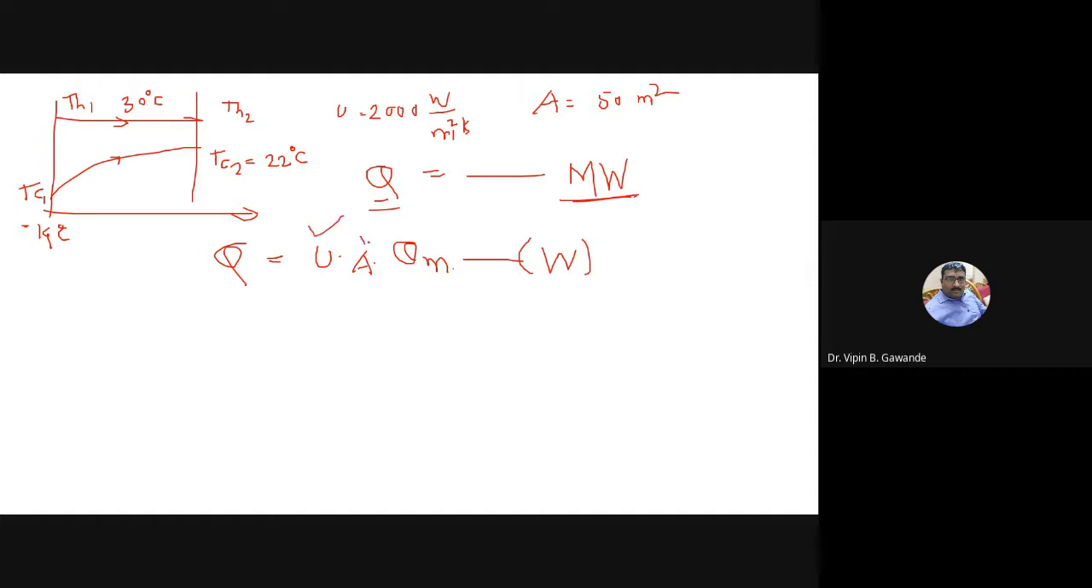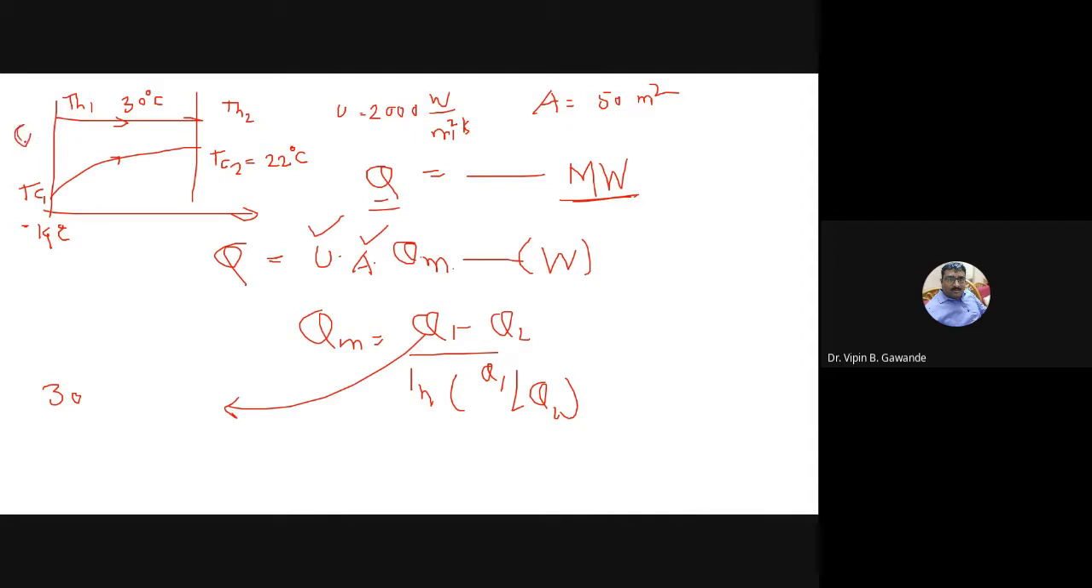So U is given, A is given, we have to calculate theta M. Theta M is equal to theta 1 minus theta 2 divided by ln of theta 1 divided by theta 2. Now what is theta 1? Theta 1 is equal to 30 minus 14. And theta 2 is 30 minus 22. If you calculate, you'll get the value, but the answer will come in watt.